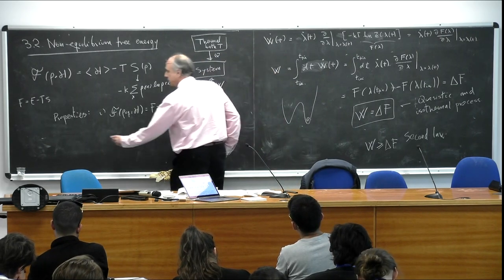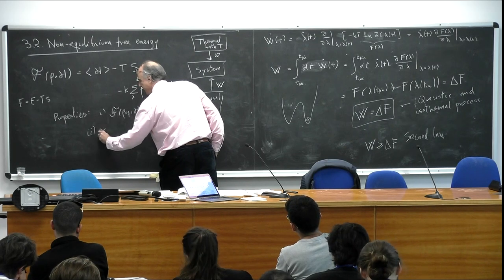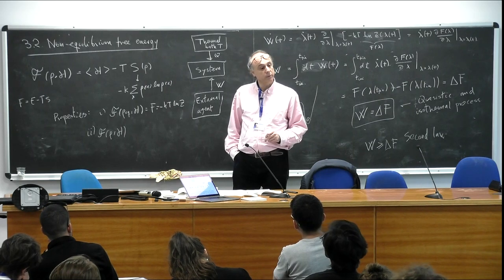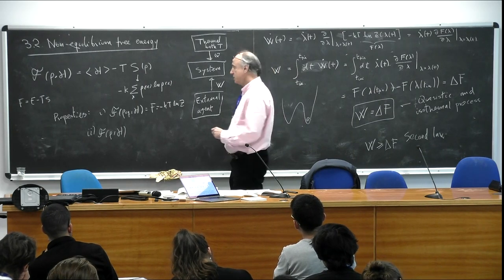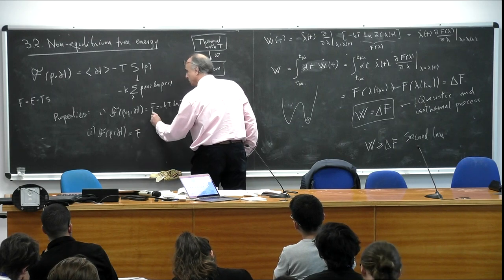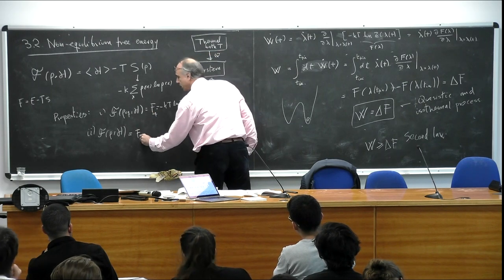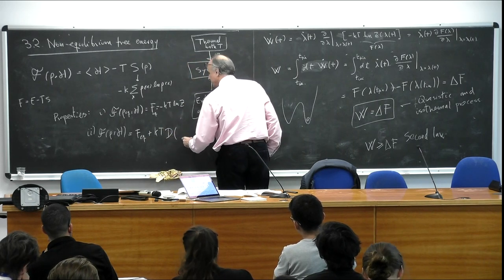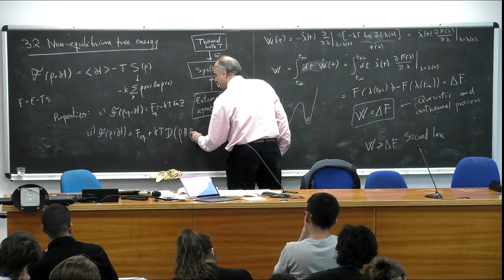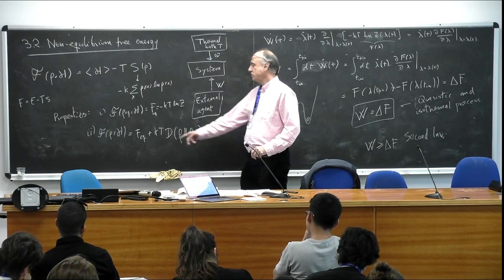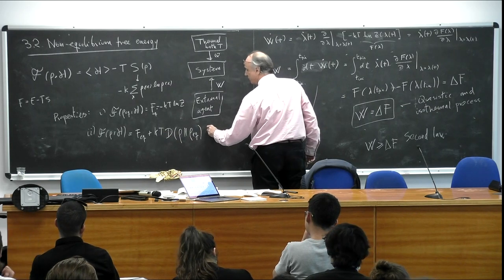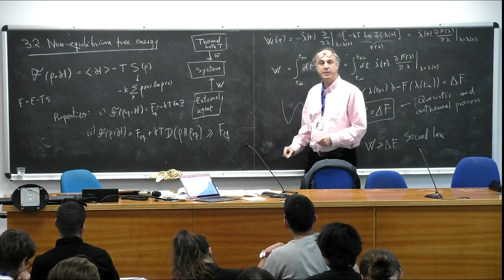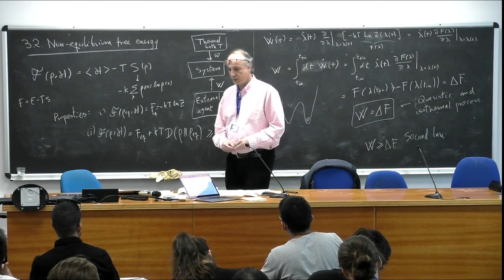Another property which is nice is that if the system is not in equilibrium, the non-equilibrium free energy is equal to the equilibrium free energy plus kT times the Kullback-Leibler distance between the rho and the rho equilibrium. And this is always positive. So this means that this is always bigger or equal than the equilibrium. So the non-equilibrium free energy is always bigger than the equilibrium free energy.